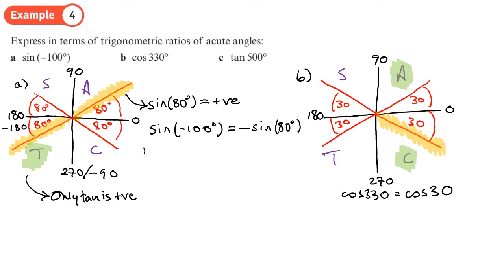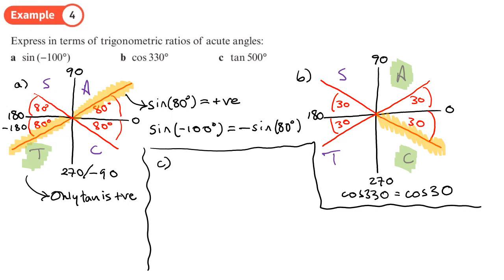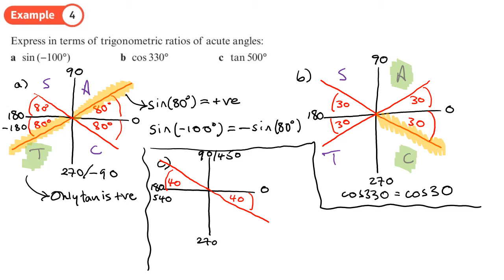Last one, part C, which is tan. So we draw a cast diagram and we do 500 degrees. Now 500 degrees, where's that going to be? Well, if I go around the full turn, this is going to be 450 and this would be 540. So 500 degrees is like there, which means this is 40 degrees, which means that all of these are 40 degrees in this cross, this symmetrical cross.